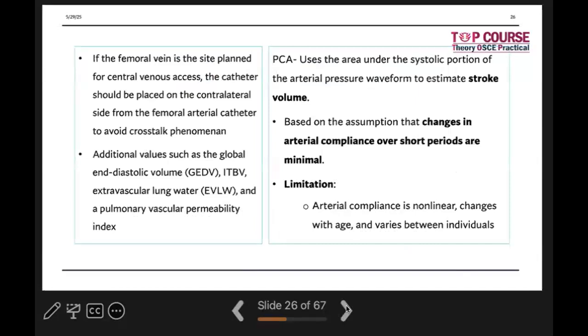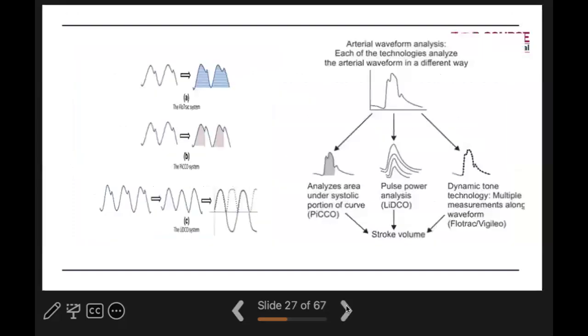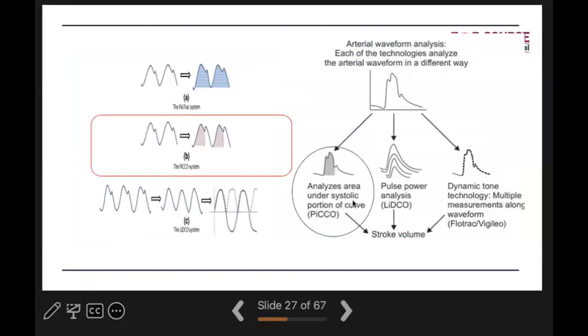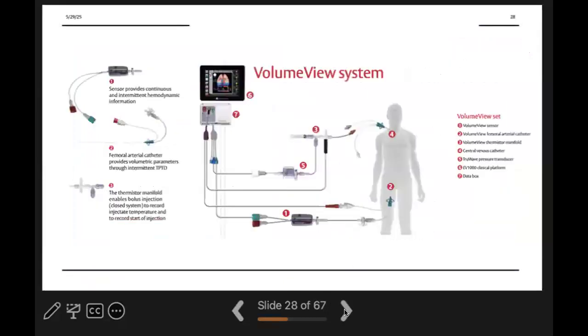But the major limitation with pulse contour analysis is that the arterial compliance is not linear. It can change with age and it can vary between individuals. Okay, so we saw that the PICO system uses the area under the systolic part of the pulse contour analysis, and it uses a technique called area under the curve, and also the modified Stewart equation.